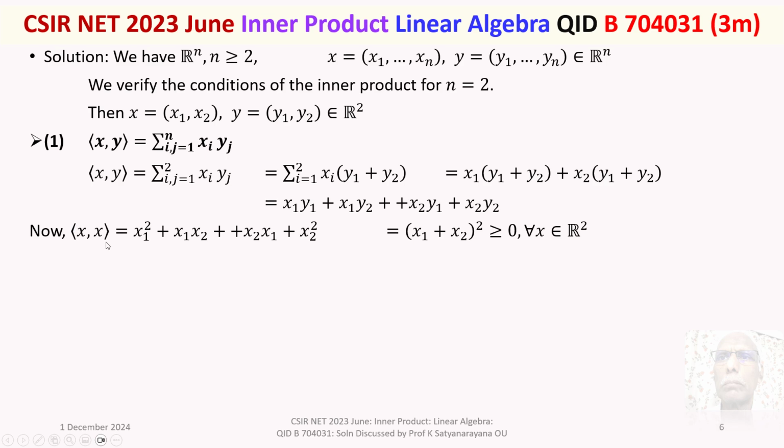So the bracket x comma x will give you, that means for y we write x, for y1 we write x1, for y2 we write x2. Right. So x comma x will be equal to x1 square plus x1 x2 plus x2 x1 plus x2 square, and that is equal to x1 plus x2 whole square, since x1 x2 plus x2 x1 is 2 x1 x2. So that is a perfect square, so this will be greater than or equal to 0. This is a sum of squares, which always gives greater than or equal to 0 for all x belongs to R square.